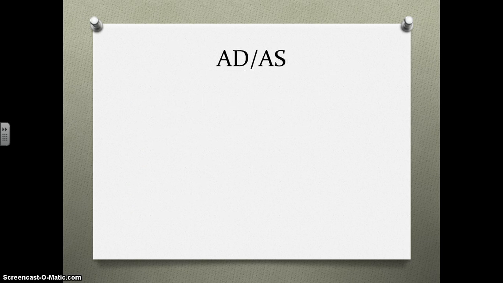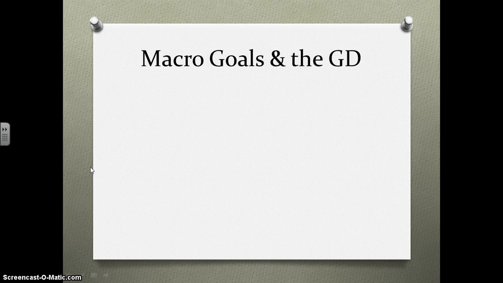Aggregate demand and aggregate supply. We'll talk a little bit more about these in subsequent videos because I don't want to give you too much information to overwhelm you or confuse you at this point. If we think about these three goals, stable prices, sustained growth, and low unemployment, and the Great Depression, here are what some of these numbers look like.